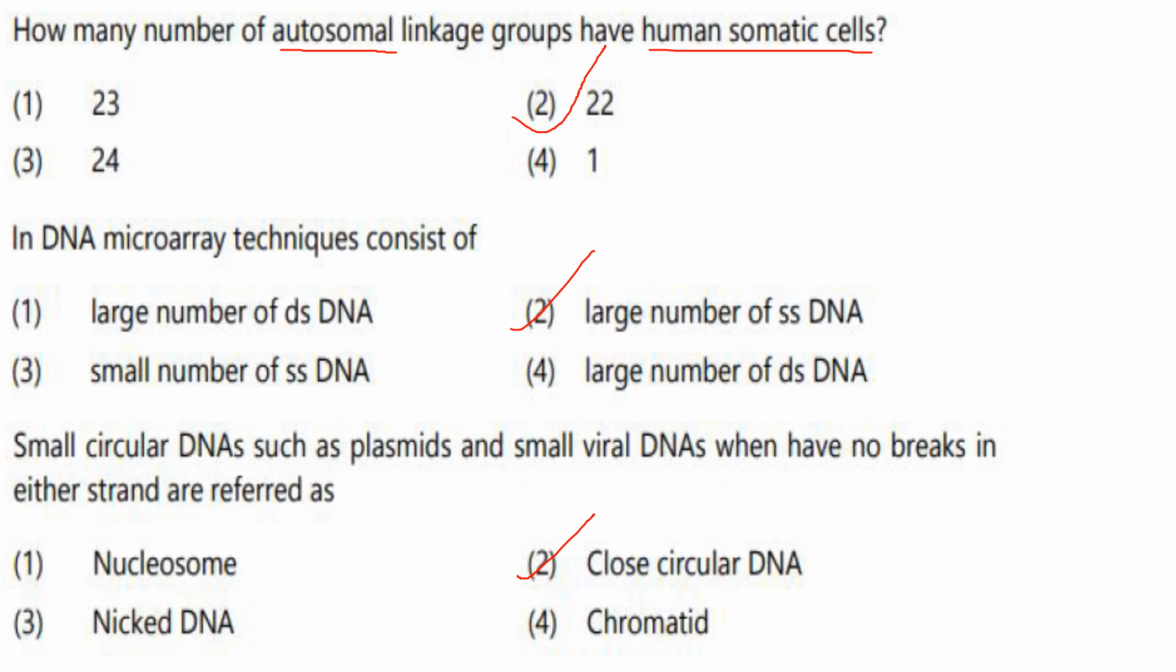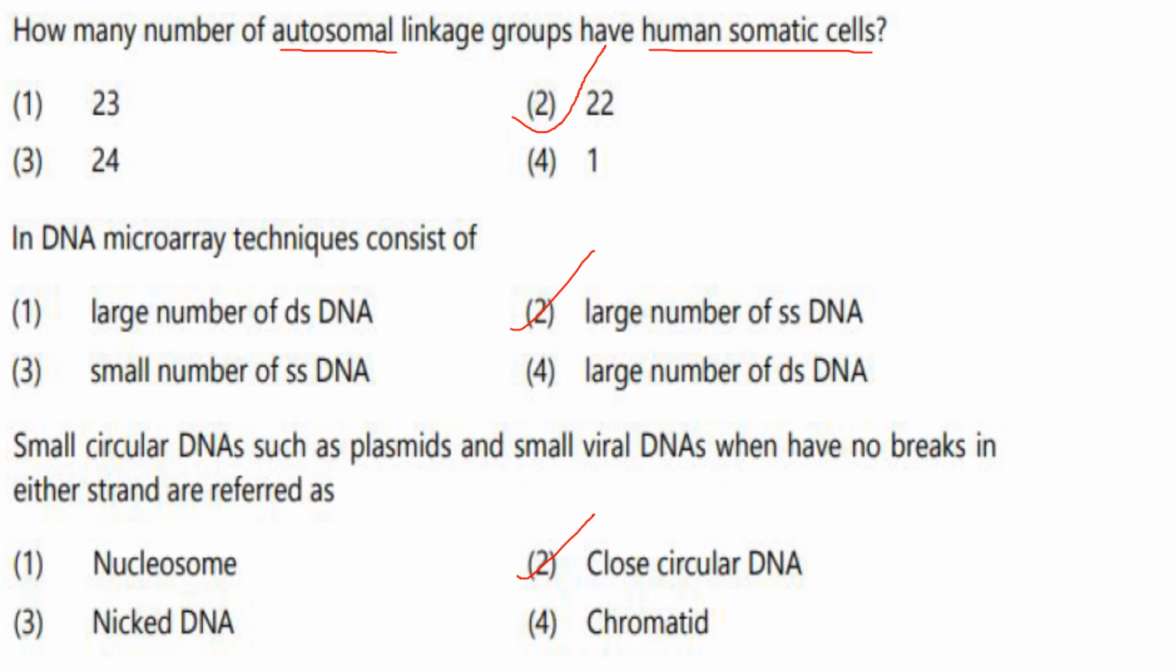Small circular DNA such as plasmids and some viral DNAs, when they have no breaks in either strand, are referred to as. So nucleosome: it is a complex of DNA wrapped around a histone octamer, so it is not having anything to do with breakage in either strand. Then nicked DNA: it is DNA with single-stranded breaks or nicks. Closed circular DNA, yes, that is without having breaks in both the strands of the DNA. So that's what they have asked. So the answer here is option 2, closed circular DNA.